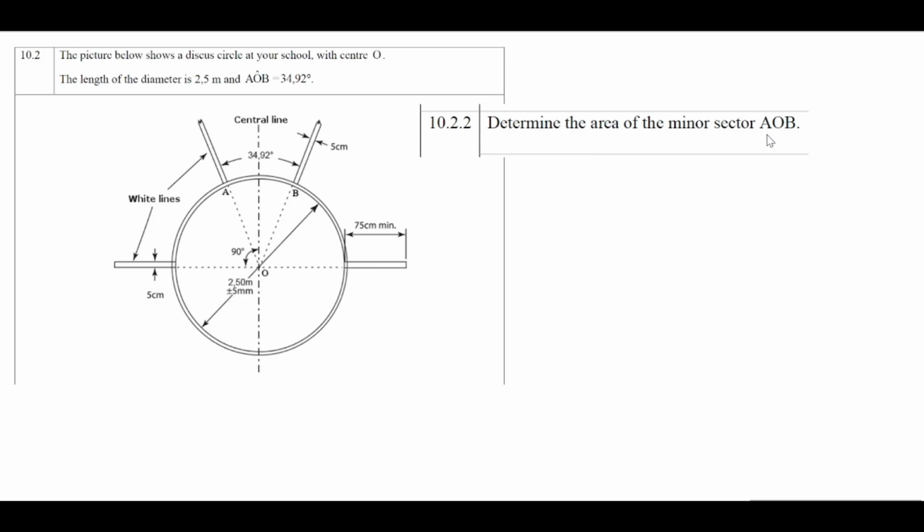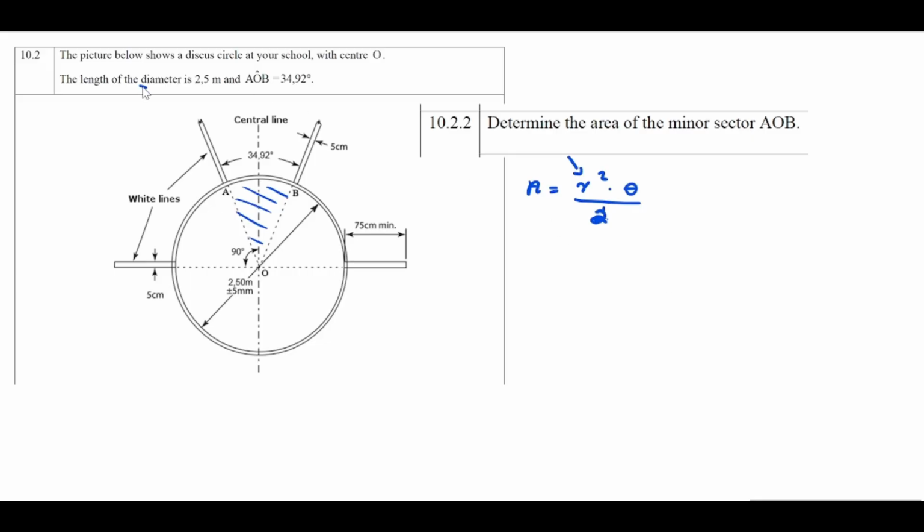Determine the area of the minor sector AOB. The area of the minor sector AOB is this one here. The area in question is this one. All right. Now, what is the formula to calculate the area of the minor sector? The formula is pi multiplied by theta, and then you divide by 2. Okay, so what do we need to know? We need to know our radius. So how do we find the radius?